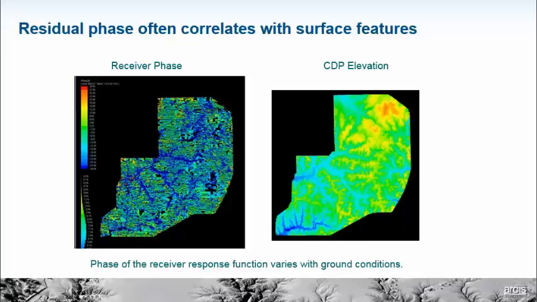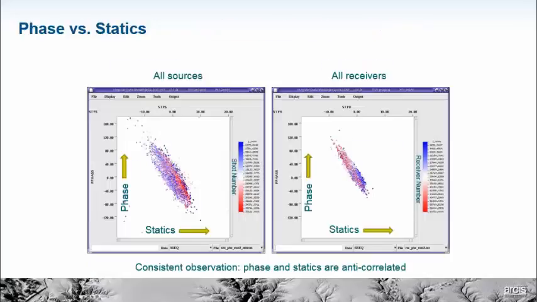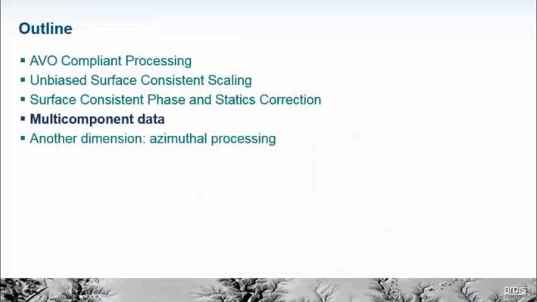Additional evidence of the reality of these phase errors in the data comes from, for example, this type of plot, where we see that the receiver consistent phase correlates amazingly well in this situation with surface elevation, presumably because the receivers were responding differently to different elevations, saturation levels, or whatever in the soil. And as I say, we characteristically observe this anti-correlation of statics and phase on both the source and the receiver side as additional evidence that what we're doing here is correct.